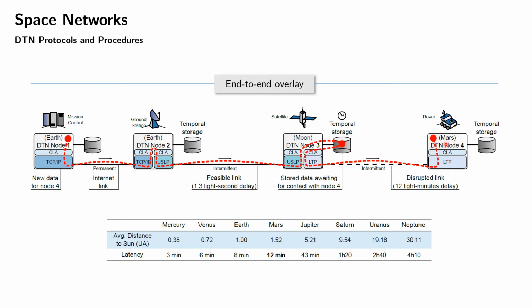DTN operates over different families of underlying protocol links, namely TCP/IP. We have USLP from CCSDS. We can even have LTP and many other protocols. The trick is that these CLAs sitting between the DTN and the underlying protocol, which stands for convergence layer adapters, take care of adapting the bundle data unit to whatever protocol is sitting underneath. In this way, we can have end-to-end connectivity in a delay tolerant way, where data may sit an arbitrary amount of time on an intermediate node.